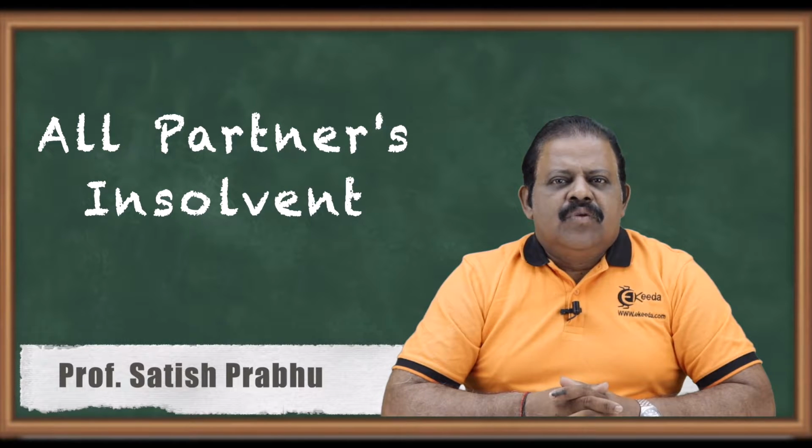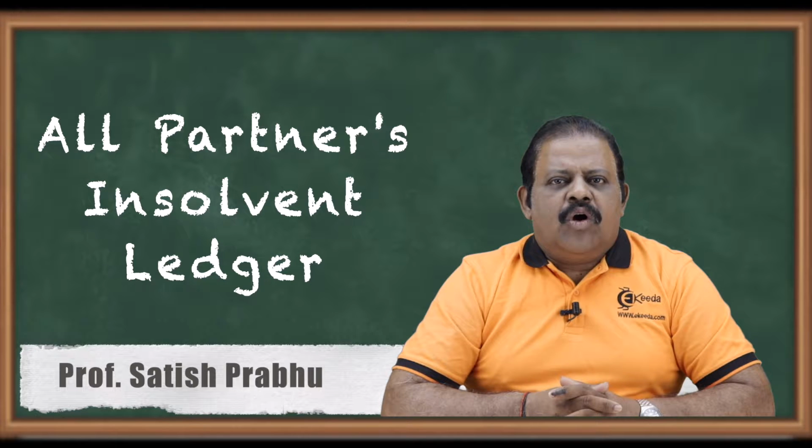Hello friends, we'll be solving now one question where all partners of a partnership firm have become insolvent. When there are three partners, if any one partner becomes insolvent, his deficiency is shared by the other two partners. Out of three, if two become insolvent, the deficiency of the insolvent partner is shared by the third solvent partner. But if all partners become insolvent, what to do with the deficiency? Let us understand in this question. Let us go through the question.